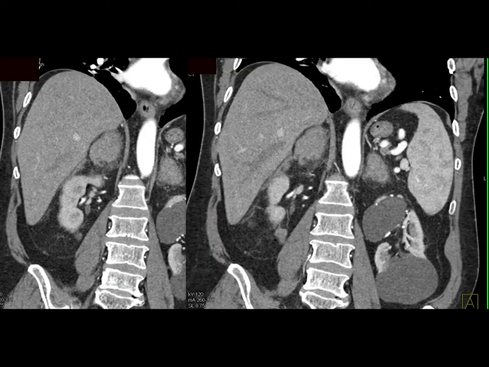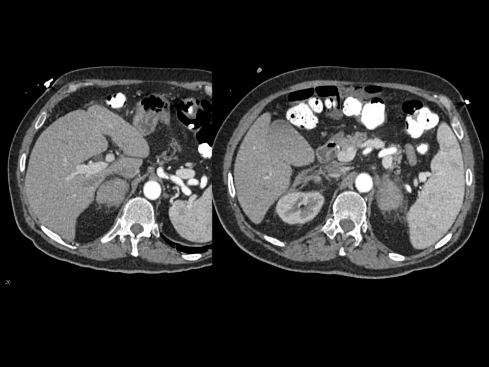Again, you can go through a differential, but the oval shape and the stranding around it make me really think about that possibility as you go through multiple lesions, or lesions that are multiple and bilateral. You think about adenomas, you think about myelolipomas, you think about metastasis. You also think of this possibility as well.